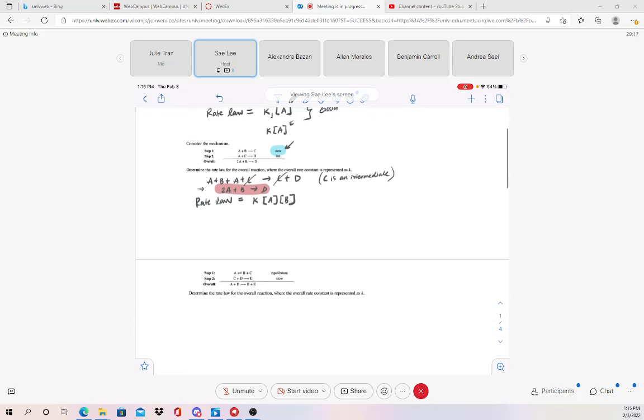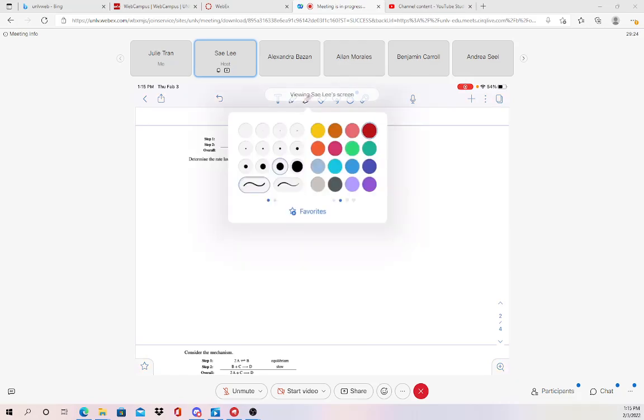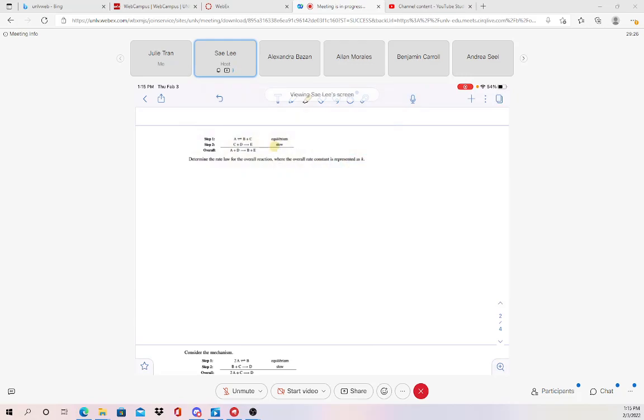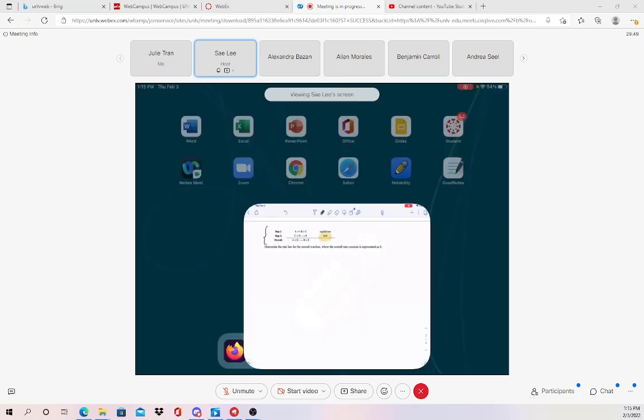But when the first step is fast and the second step is slow, the situation gets a little more complicated. And this is what you guys were having trouble with last week. So I'm going to go over this step by step. Again, the first thing we want to do is find out. Oh, let me go back to the question.